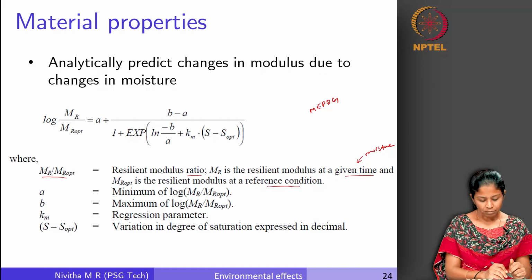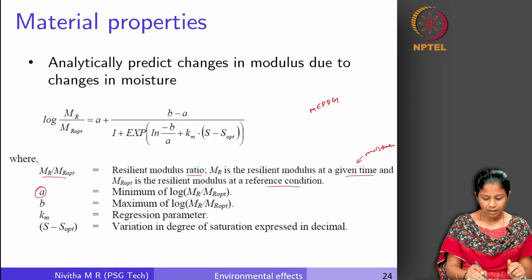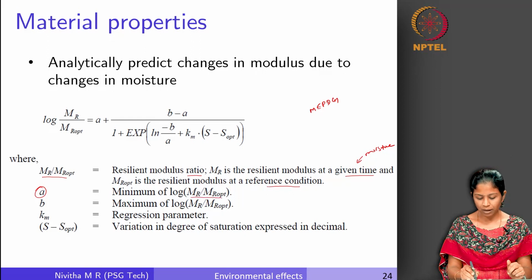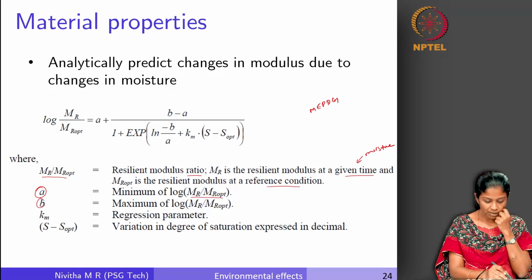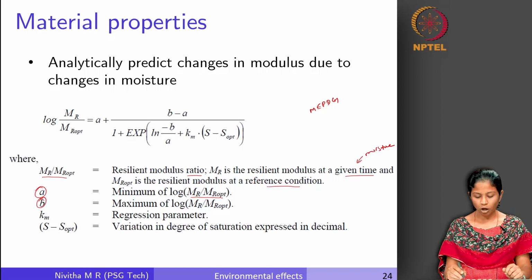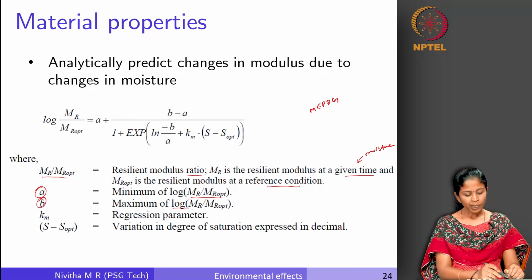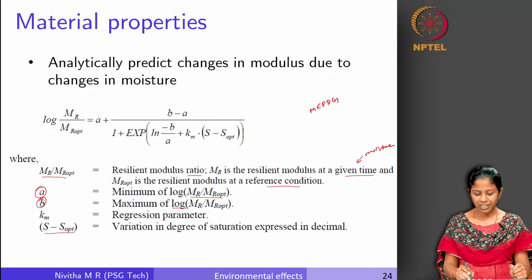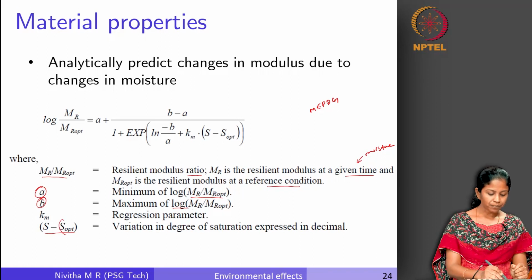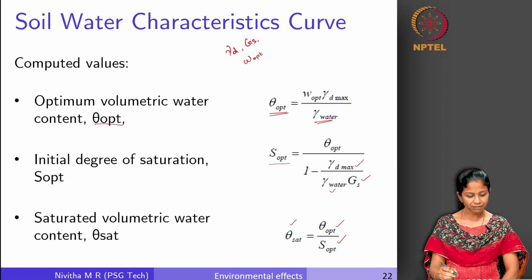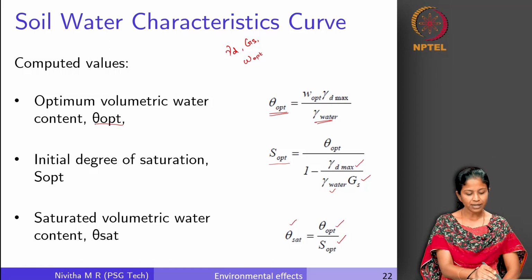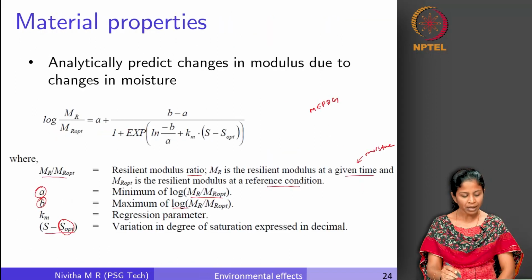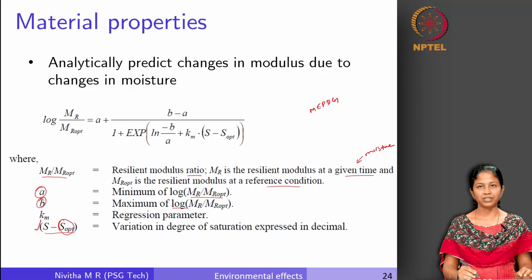And A is the minimum value of log MR by MR optimum and B is the maximum of log MR by MR optimum. If we have a log graph of MR by MR optimum, it is the maximum value. I have plots, I will show you what this is. Km is a regression parameter, and S minus S optimum is the variation in degree of saturation. This is the optimum, S optimum we have defined earlier, right, initial degree of saturation which is given as S optimum, and this is for any given saturation.